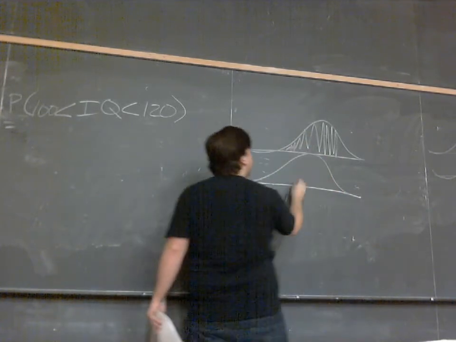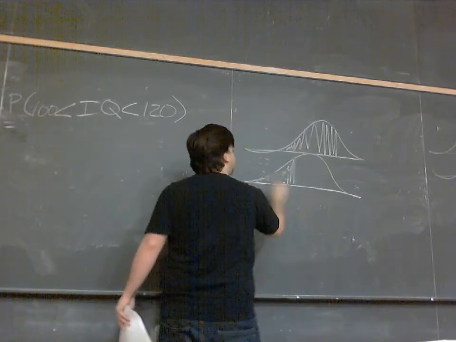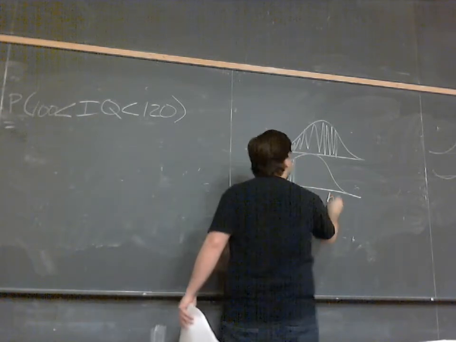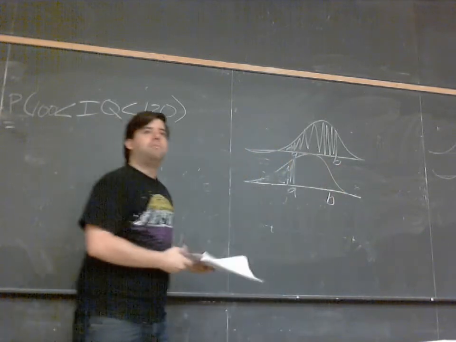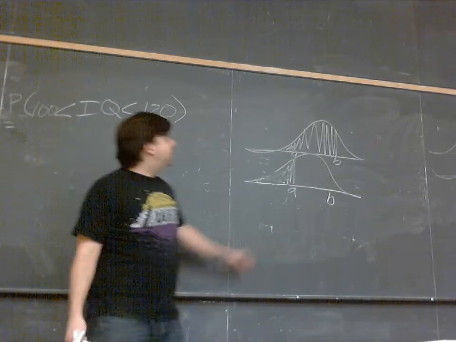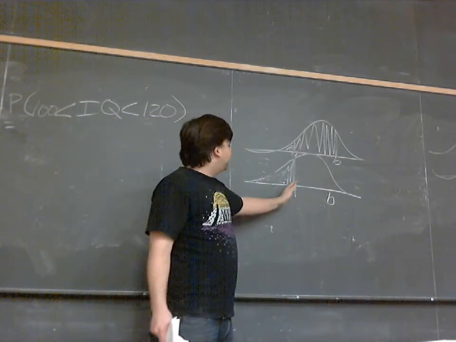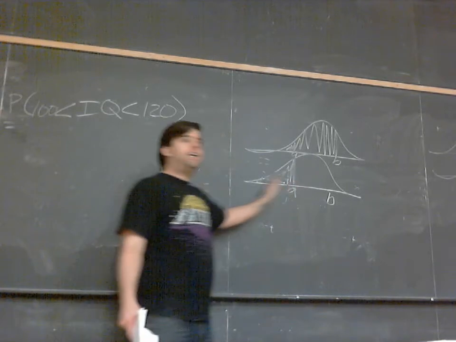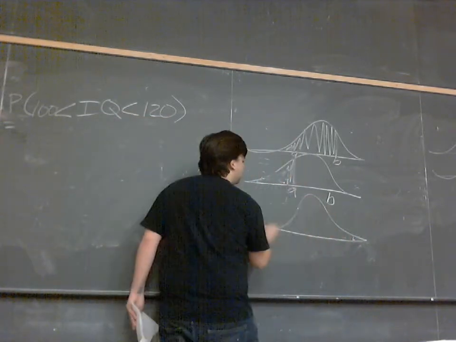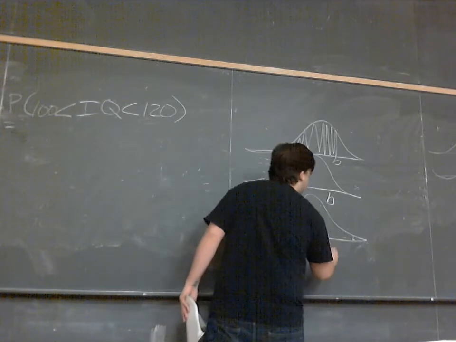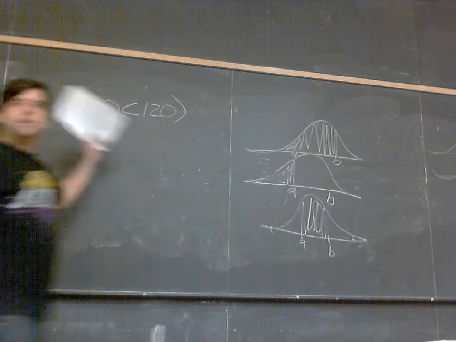If I'm looking for the area between two values, we'll just call them A and B. Here's A, here's B. Same here, A, B. I'm looking for the area between A and B. The table doesn't give me that, but if I take the area to the left of B, and then I subtract from that the area to the left of A, what am I left with? The area between A and B. So we want to use that logic here.